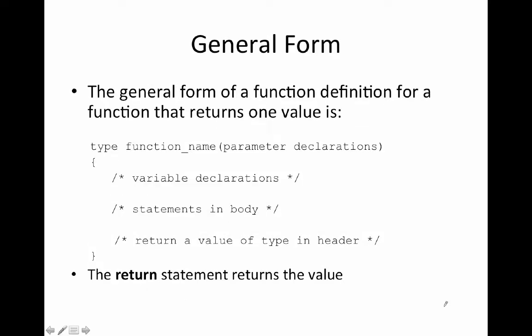Here's the general form of a function definition for a function that returns one value. First of all, in the function header, we have the type of value that the function returns, then the name of the function and the parameter declarations, then the variable declarations if we have any local variables in the function, then the statements in the body. Eventually, in the statements in the body of the function, we're going to return a value of the type that is listed in the header. So we have a return statement that returns a value of this type that we give in the function header.